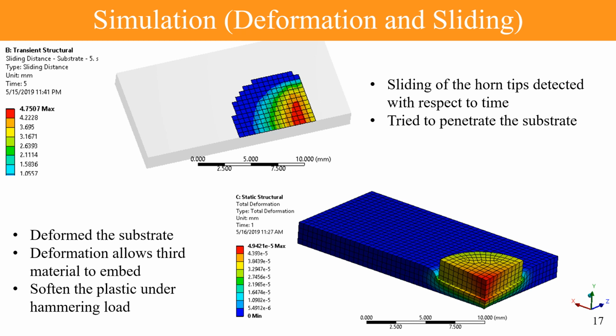And then another analysis I did is the deformation and the sliding analysis. So in transient structural analysis, I did the sliding. Sliding basically gives me the idea of what happens if I move the tip of the horn in this direction: is it trying to slide, or is it trying to penetrate, or what is happening there?